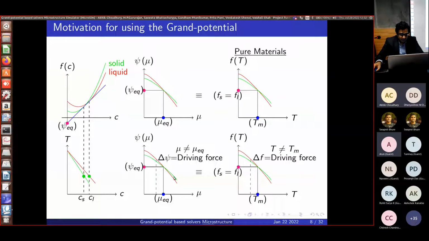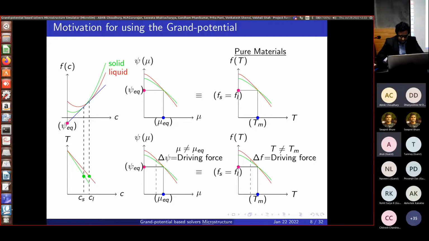It would essentially give you a difference between the psi s and psi l that would correspond to the driving force, which is again analogous to delta F for the pure material case. So essentially what you see is that it is a direct extension of what you had for the pure materials, and therefore analogously just develops from there. And that's the elegance that we utilize for the grand potential description.